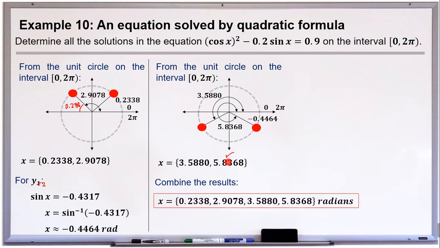Now combine the results for both values of y. You have 0.2338 then 2.9078. This is for the first value of our y. Then 3.5880 and 5.8368 are for the second value of our y, still under the interval 0 to 2 pi. And all these angles are expressed in radians.